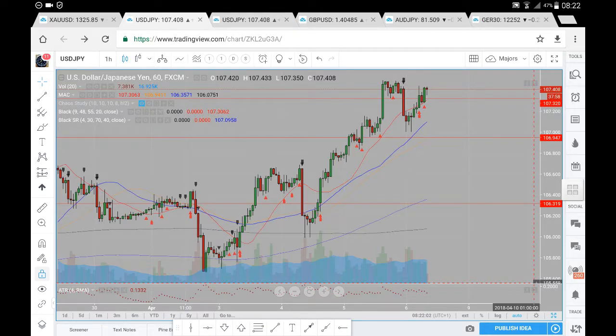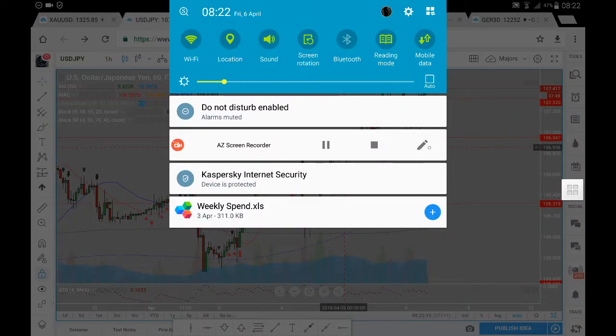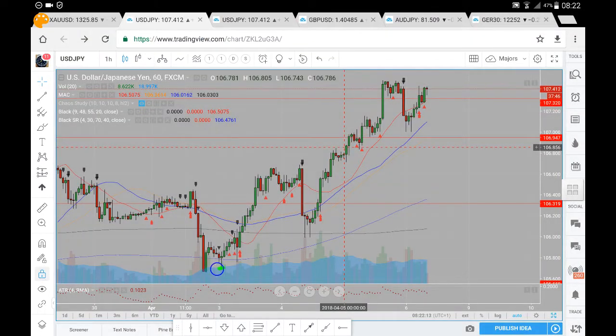So this is the US dollar Japanese yen analysis for Friday the 6th of April. Now let's just have a brief look at where price may likely go. So here on the US dollar Japanese yen, we've had this move to the downside.